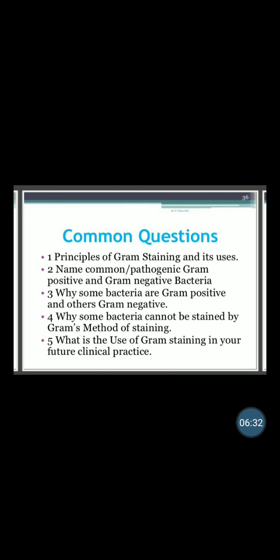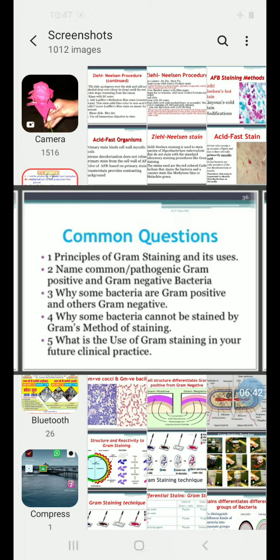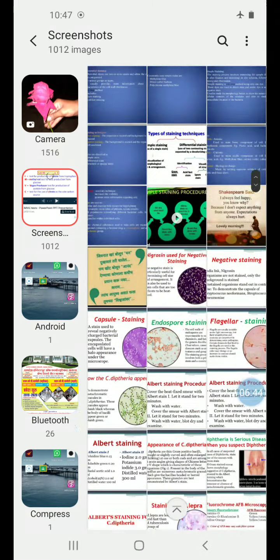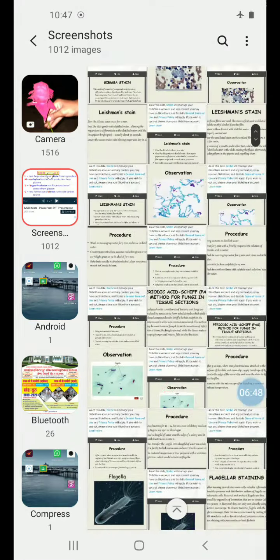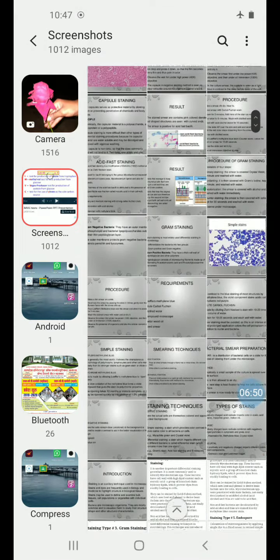These are a few questions which are generally asked: principle, then different methods. So this is all about gram staining. We will see the next staining technique, that is acid fast staining.